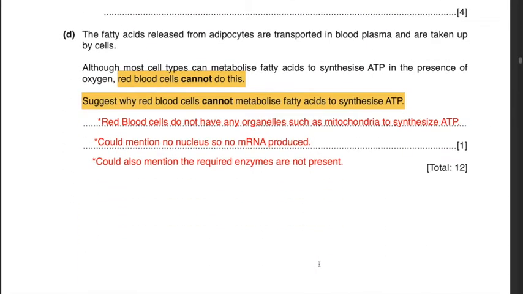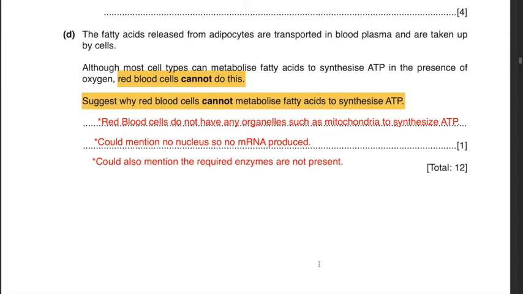Part D. The fatty acids released from adipocytes are transported in blood plasma and are taken up by cells. Although most cell types can metabolize fatty acids to synthesize ATP in the presence of oxygen, red blood cells cannot do this. Suggest why red blood cells cannot metabolize fatty acids to synthesize ATP. In order to synthesize ATP, there should be mitochondria, because mitochondria is what provides the energy to make ATP.